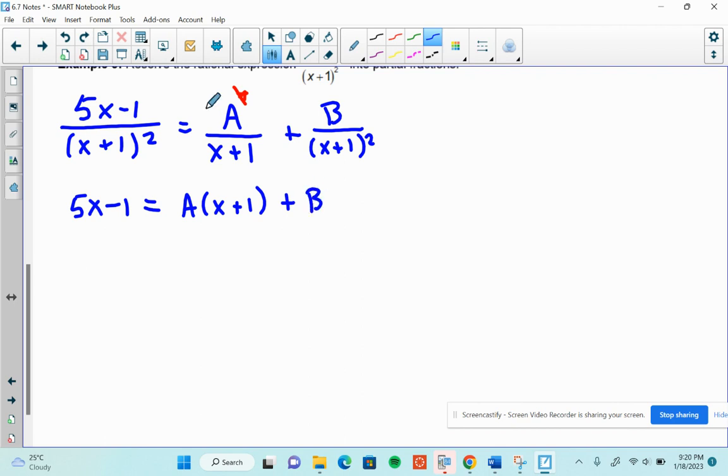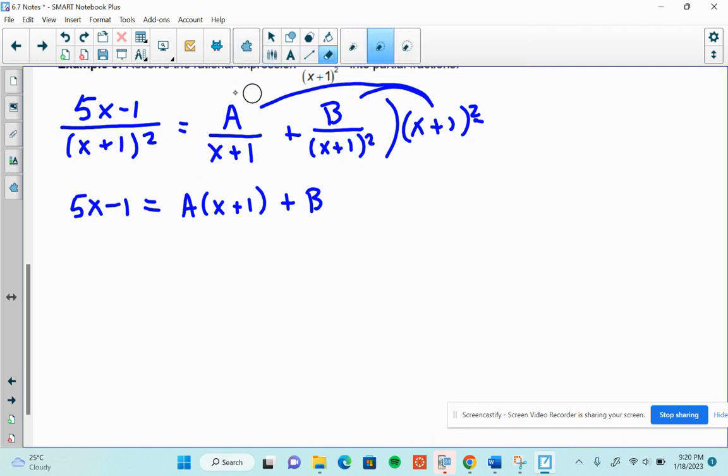Now think about how that worked. I'm multiplying this by x plus 1 squared, and I have to distribute that. So the first time I have 2 factors of x plus 1, only one's going to cancel. And the second time, they both cancel. All right? Think about how that algebra works there.